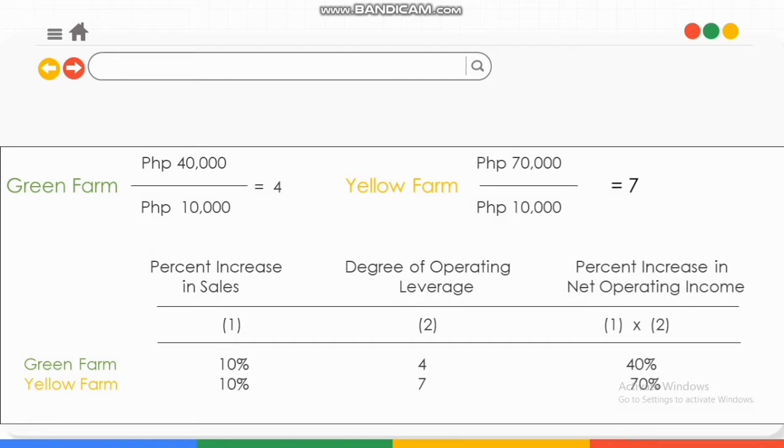So, this means that the Green Farm's net operating income grows 4 times as fast as its sales. In contrast, Yellow Farm's net operating income grows 7 times as fast as its sales. So, dito sa table na ito, if yung sales ng Green Farm and Yellow Farm ay nag-increase ng 10%, then we can expect the net operating income of Green Farm to increase by 4 times or 40%. Tapos sa Yellow Farm naman ay mag-increase ng 7 times or 70%.